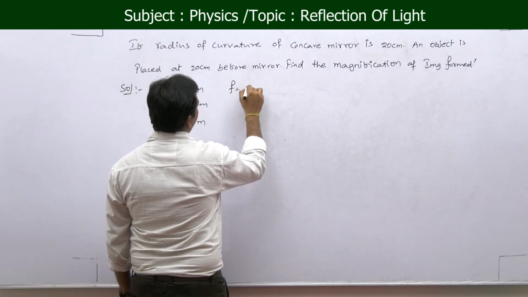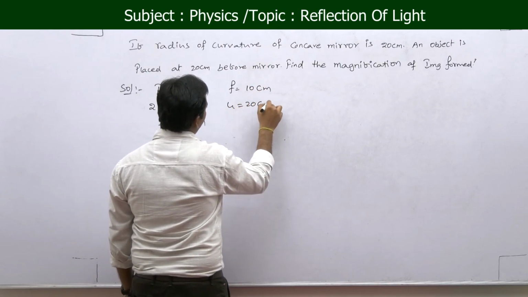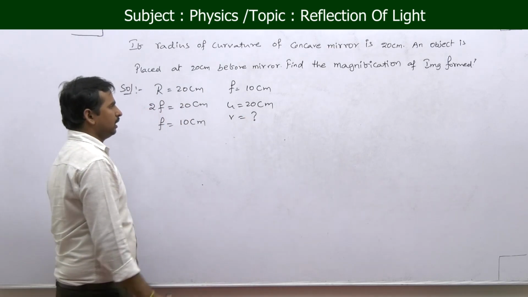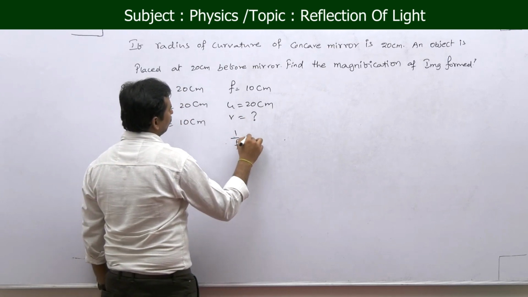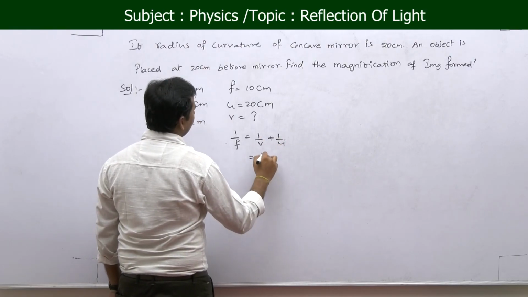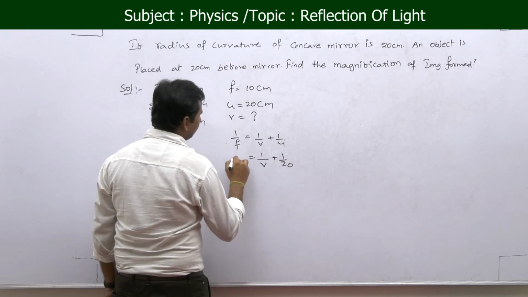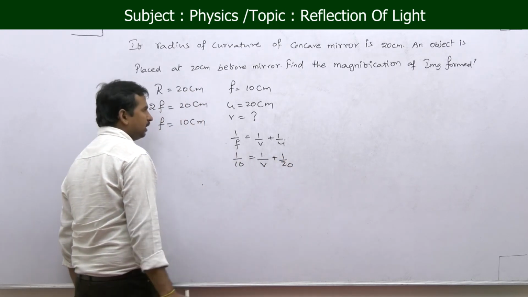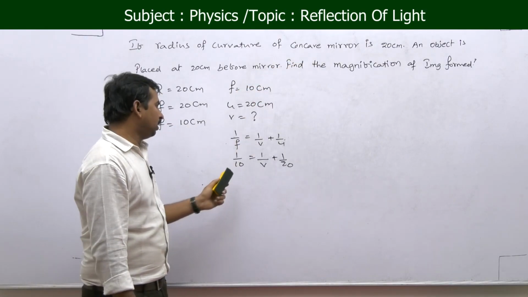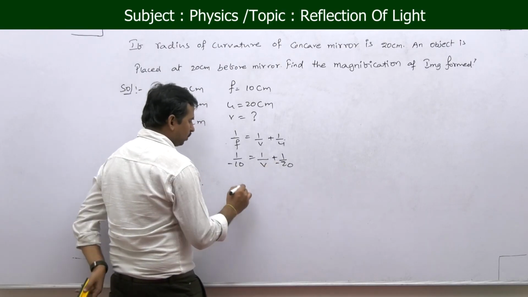Our focal length is 10, and the object distance is given as 20 centimeters. Now again we have to find the image distance. Then 1/f is equal to 1/v plus 1/u. 1/v we don't know, u is given as 20 centimeters and focal length is given as 10 centimeters. As we are using a concave mirror here, the focal length is negative and the object distance is also negative.